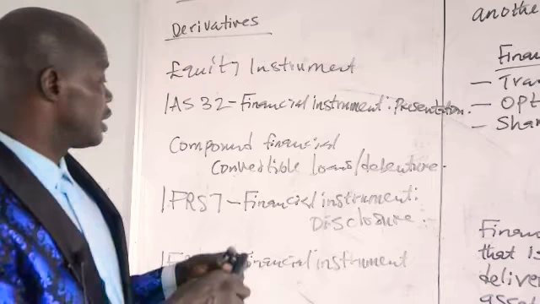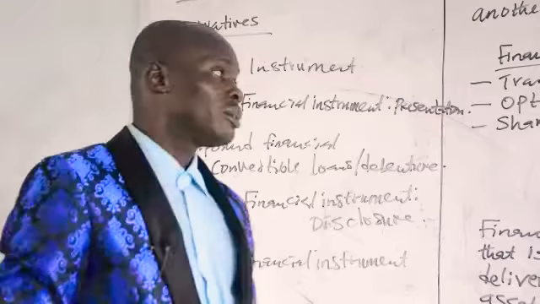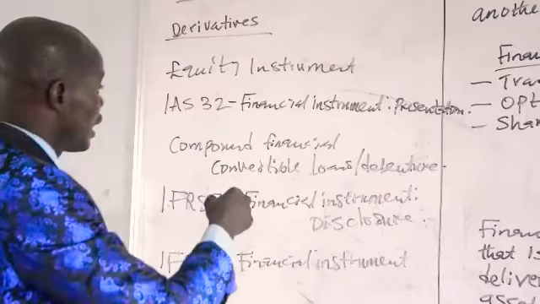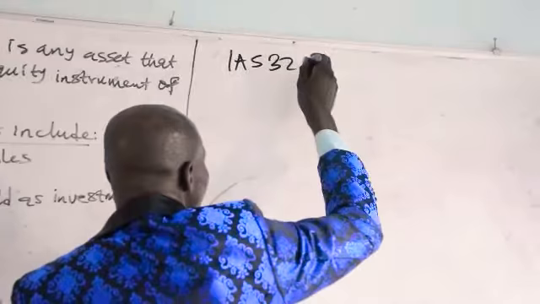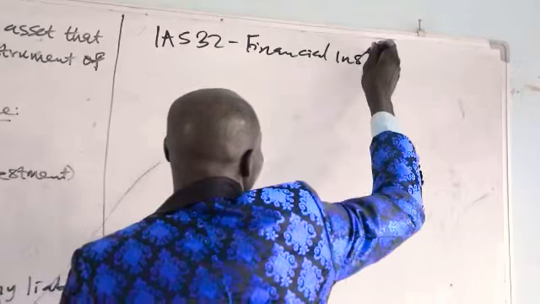So we want to start with IAS 32 proper, which is all about presentation of financial instruments. So now we want to talk about recognition. My focus now is IAS 32, financial instrument presentation.